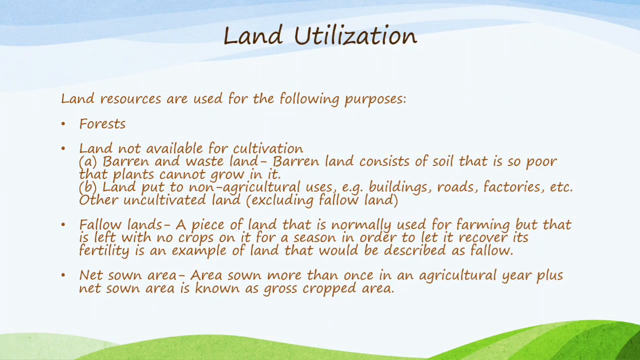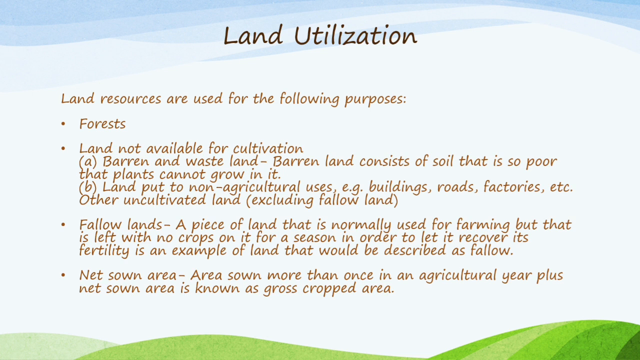Next is land utilization. Land resources are used for the following purposes. Under this we have 4 points. First is forest. Second, land not available for cultivation, where we have 2: A. Barren and wasteland. B. Land put to non-agriculture uses such as buildings, roads, factories, etc. Third is fallow lands. These lands are left without crops for around a season in order to recover their fertility. And the fourth one is net sown area, sown more than once in an agricultural year.